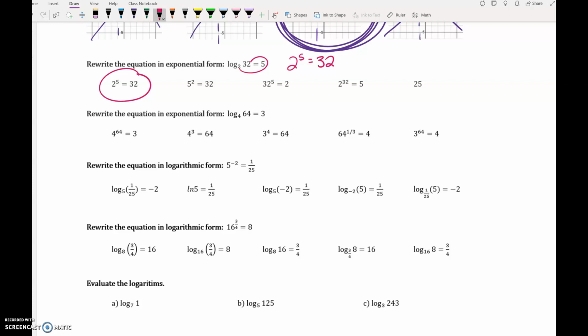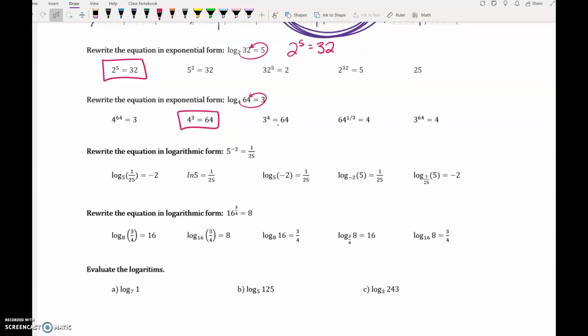The next one, 4 to the 3rd equals 64. If you want to, you can just look at the end of the log ride. It needs to equal 64, so that means it's this one or this one. Has to start with 4. So 4 to the 3rd equals 64. Sorry, this bothers me. I want to do boxes.